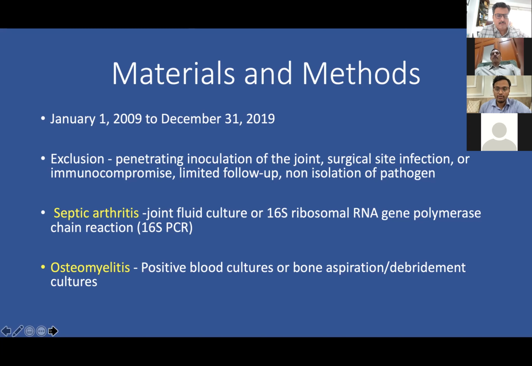In inclusions, they took the septic joint confirmed on USG, the fever, and the blood parameters, the CRP and the ESR levels. In exclusions, there was penetrating inoculation of the joint, surgical site infection, immunocompromised status, limited follow-up, or non-isolation of the pathogens. They defined septic arthritis as a positive joint fluid culture or a 16S ribosomal RNA gene polymerase chain reaction positive pathogen, and they defined osteomyelitis as a positive blood culture or bone aspiration or debridement culture.